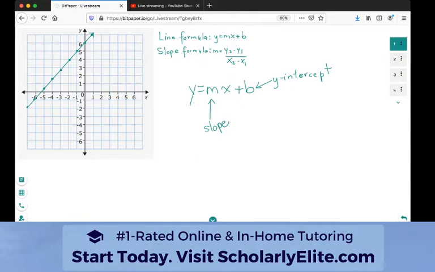Like for example, right here, this ordered pair, this point is, let's see here, 0, because the x-axis is at 0 here, and at 6, right? And then here we look at this ordered pair, and this is -1 and 5.